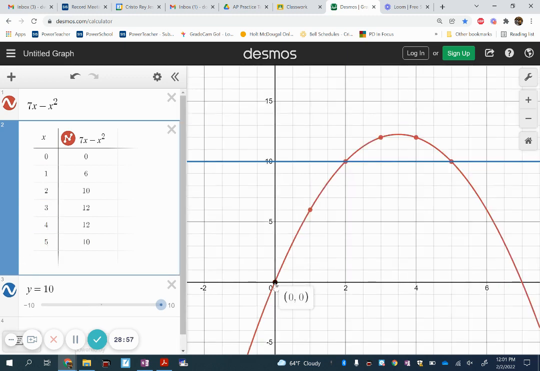So if you notice from 0 to 2, the line is on top, which is in that same figure you're looking at on your paper. And then from 2 to 5, the curve, the quadratic, is actually on top. So from 0 to 2, I'm going to be writing 10 minus the quadratic. And then from 2 to 5, it's going to be the other way around, the quadratic minus 10.